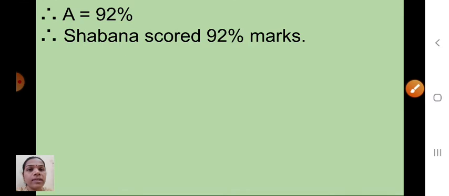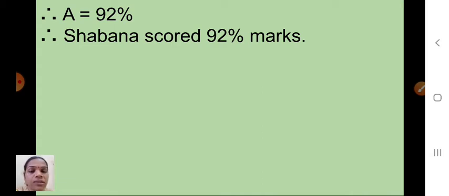So answer A is equal to what? 92%. So the answer is: Shabana scored 92% of marks. I hope you understood. Yes, first one is write the statement. Second one is we have to make an equation. Third one is we have to solve that equation. So finally you will get the answer.